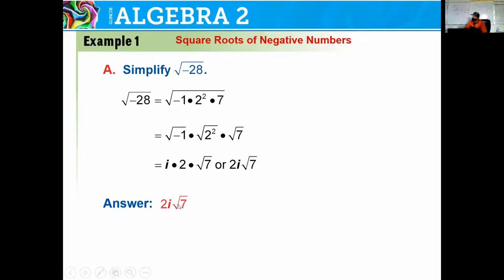Realize that this is multiplication. It's just the common format that it's 2i times the square root of 7. It could be 2 square root of 7i, or it could be the square root of 7 times 2i. They're multiplication, so it all means the same thing. This is just the accepted format: 2i times the square root of 7.